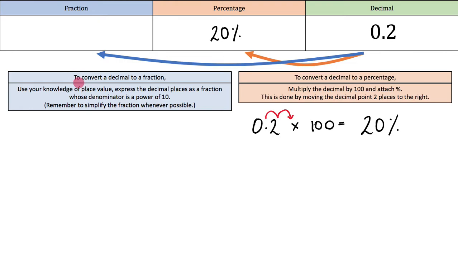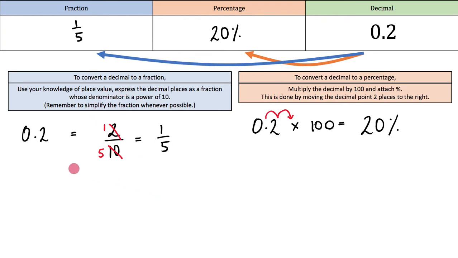Well, the way that I do that is to convert a decimal to a fraction, use your knowledge of place value. Express the decimal as a fraction whose denominator is a power of 10. Remember to simplify the fraction whenever possible. So if I have 0.2, using my knowledge of place value, I know that my 2 here is in my tenths column. So that means it's simply 2 over 10. I can then simplify this. I know that both of these are divisible by 2, so 2 divided by 2 is 1, and 10 divided by 2 is 5. So just like that, I know that my fraction is going to be 1 over 5. So the way you turn a decimal into a fraction relies on your knowledge of place value.